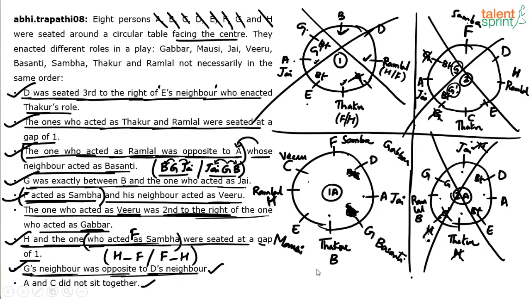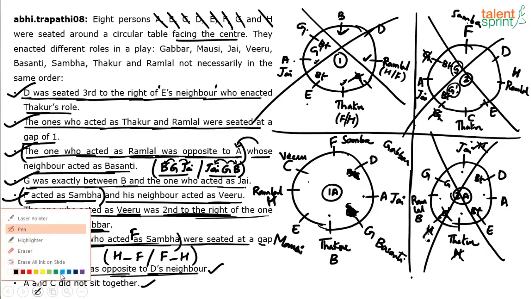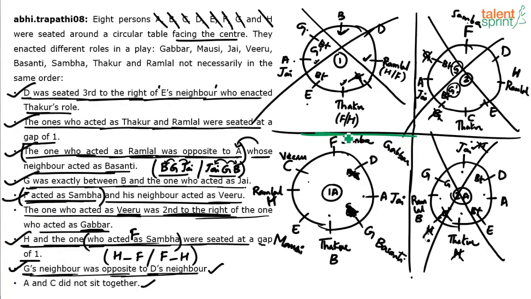So if I read out the final answer, which is here in the green box, this is what we get. Starting from B, who plays the role of Thakur, in the clockwise direction we have E Mausi, H Ramlal, C Viru, F Samba, D Gabbar, A Jay and G Basanti. And let me also tell you, the best way to solve this question in the exam would be to skip it.